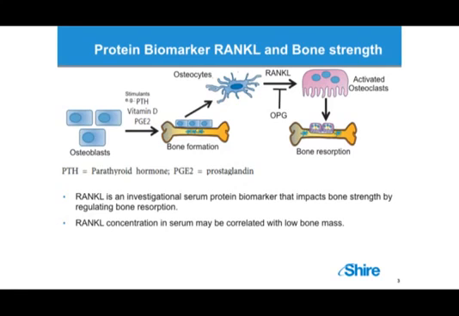There's another protein called OPG. OPG binds and sequesters RANKL from activating osteoclasts. RANKL, by itself, binds the RANK receptor and activates osteoclasts. So OPG and RANKL are involved in homeostasis of bone formation and bone resorption. The soluble form of RANKL, the RANKL that we're looking at, is an investigational serum protein biomarker in bone strength and bone resorption. RANKL concentration is inversely proportional to bone mass, so a higher concentration of RANKL is involved in lower bone mass.